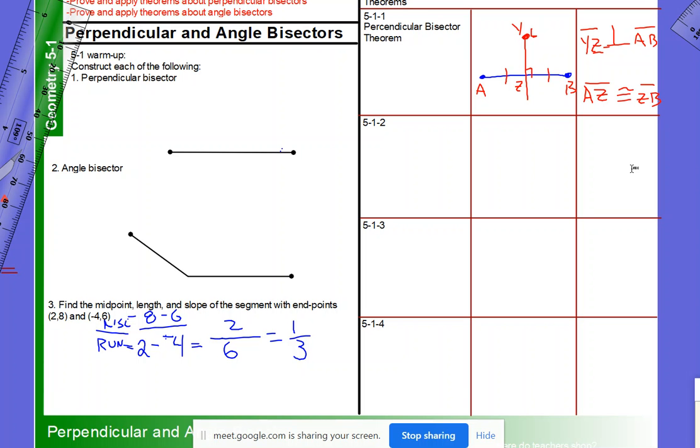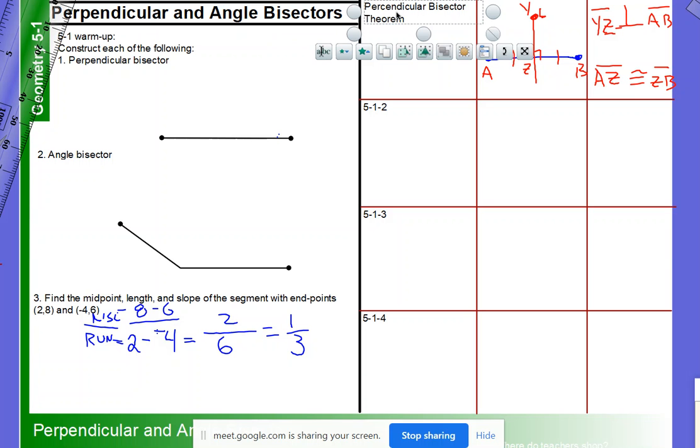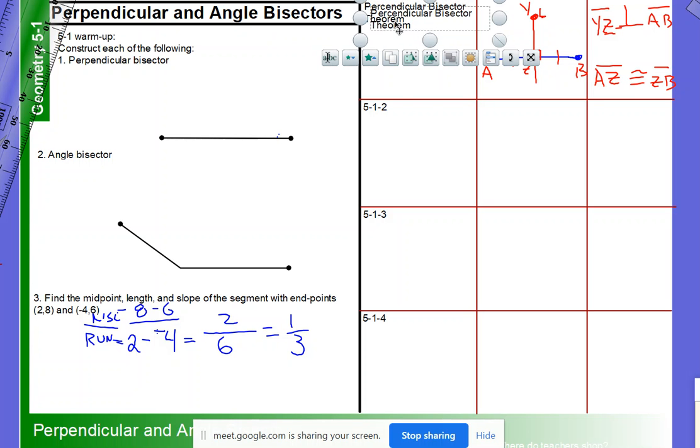All right, so our next theorem that we're going to talk about is called the converse of the perpendicular bisector theorem. Fun stuff. So, any guesses what the converse is going to say?